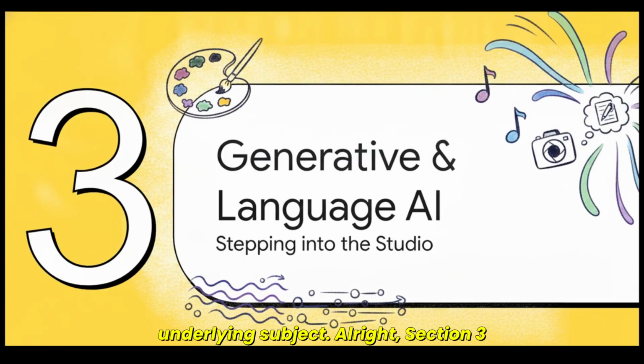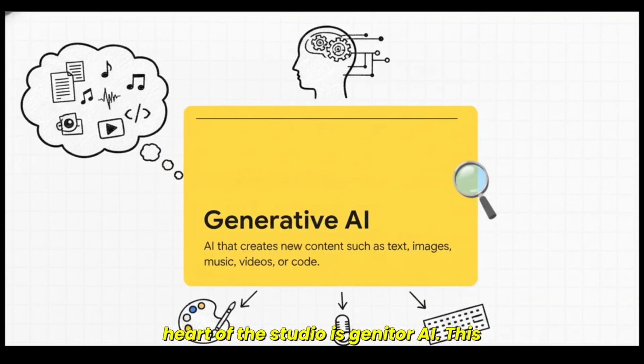All right, Section 3, generative and language AI, stepping into the studio. Let's shift gears and step into the highly visible world where AI actually creates new content. At the very heart of the studio is G, generative AI. This is defined as AI that creates entirely new content. We're talking about text, images, music, videos, or even software code, built completely from scratch.